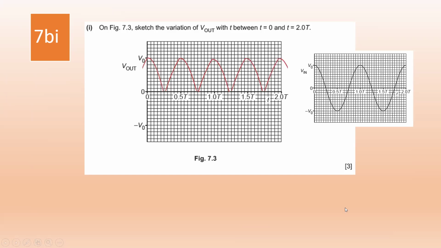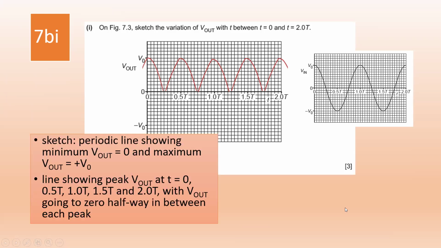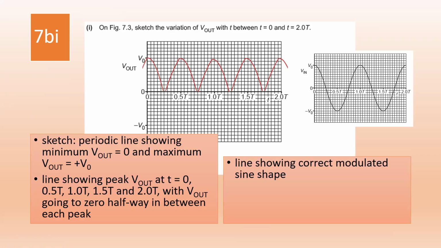Okay. That's how you get your 3 points. Then you look at V naught, look at maximum at this point, maximum at this point, at that point there, and then minimum somewhere halfway, halfway.